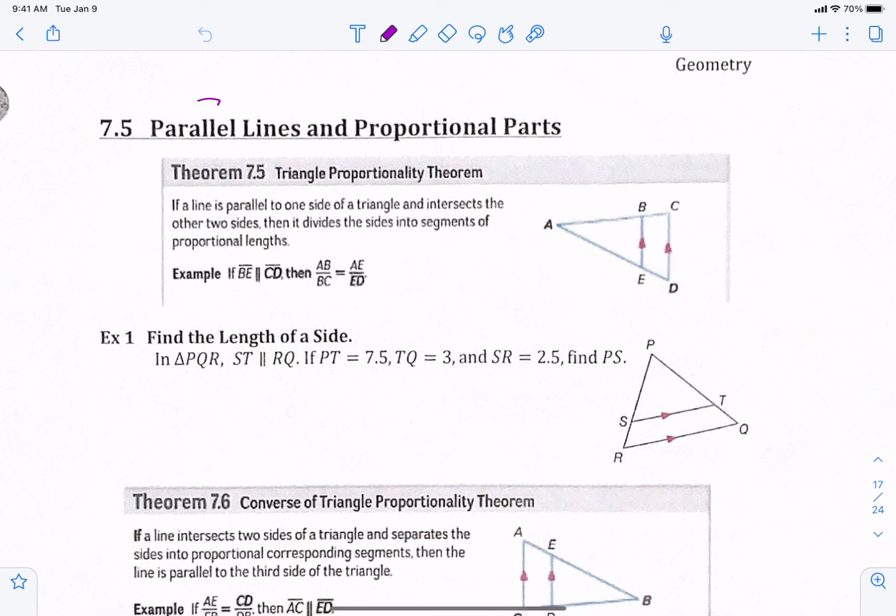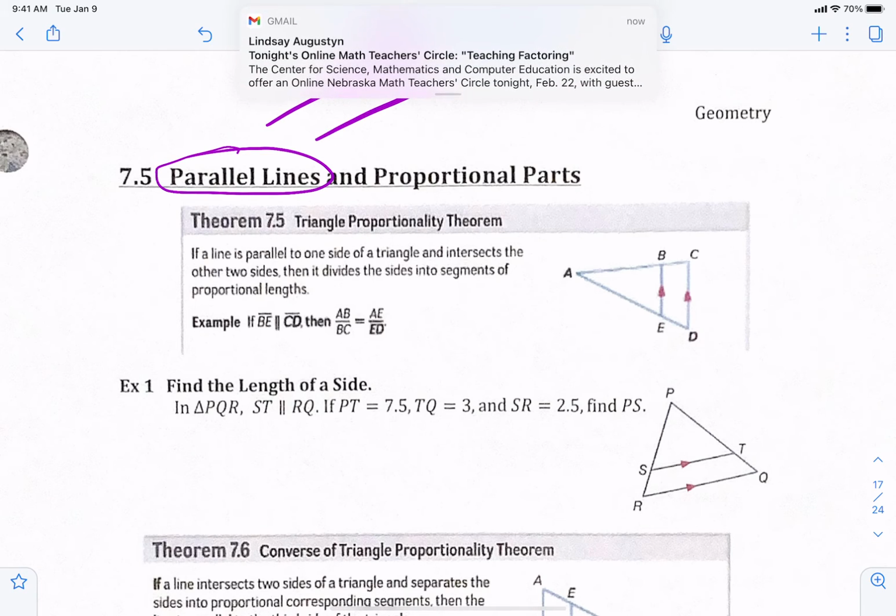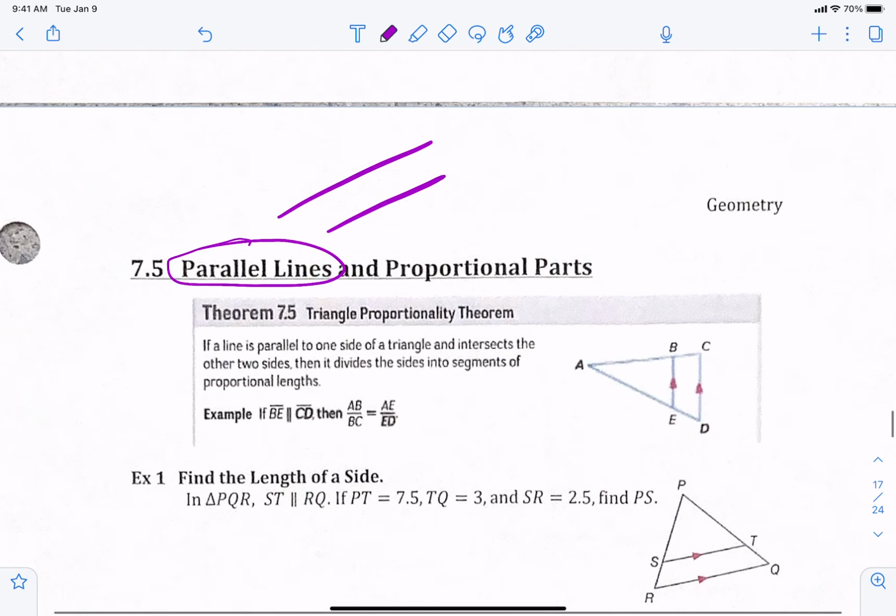Parallel lines is the key for this section. Hey, 6th period. Parallel lines is the key for this section. When you have parallel lines, you, in some cases, can make a proportion.